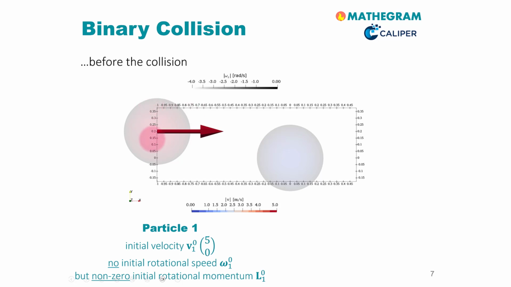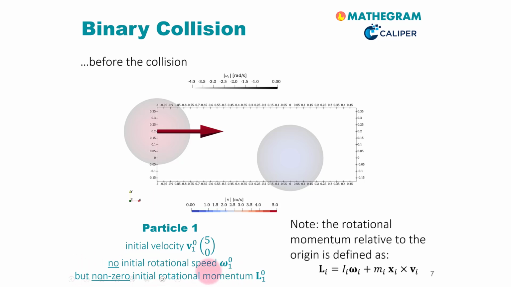Particle 1 also has no rotational speed, but please be reminded that the rotational momentum, or angular momentum, has to be defined relative to the origin. And this is important for this particle, because it doesn't start at the origin. It is shifted by 0.2 meters in the y direction. It has a non-zero angular momentum. It can be calculated like this. For particle 2, this would be 0, but for particle 1 the cross product of position and velocity is non-zero.